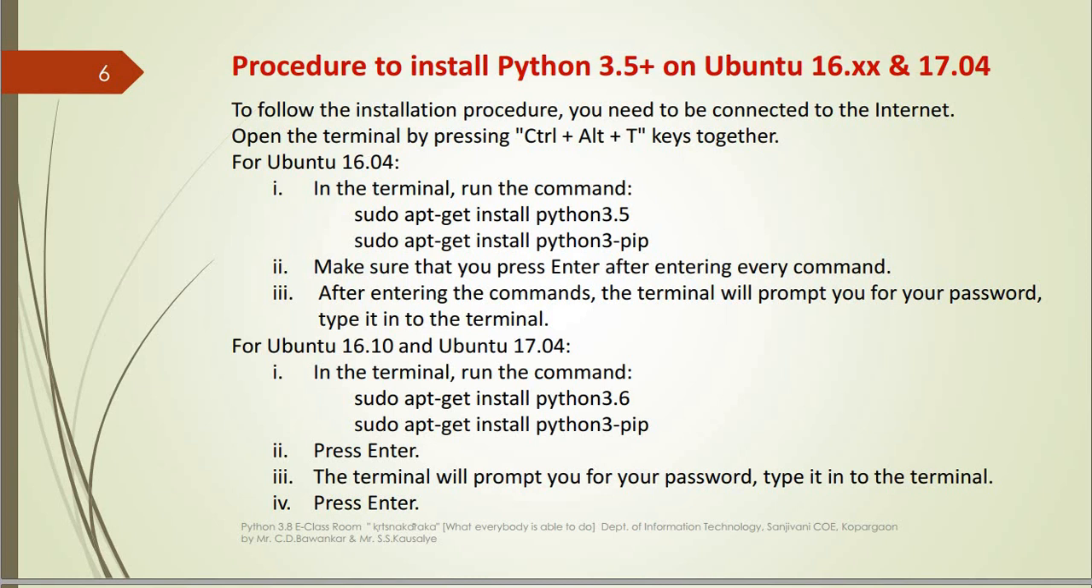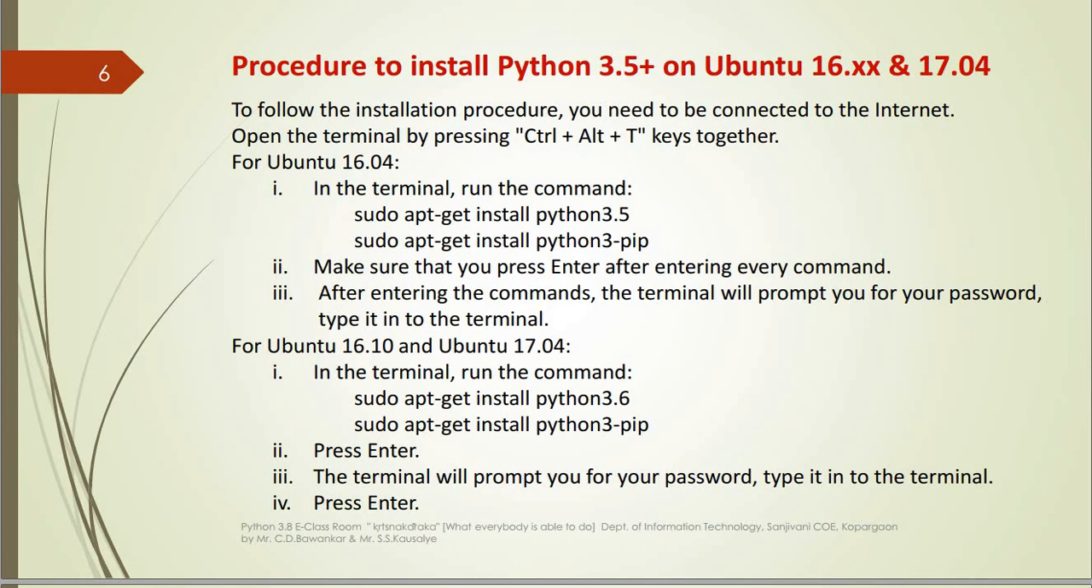After this command, type the command sudo apt-get install python3-pip. Make sure that you press enter after entering every command. After entering the command, the terminal will prompt you for the password. Type it into the terminal.